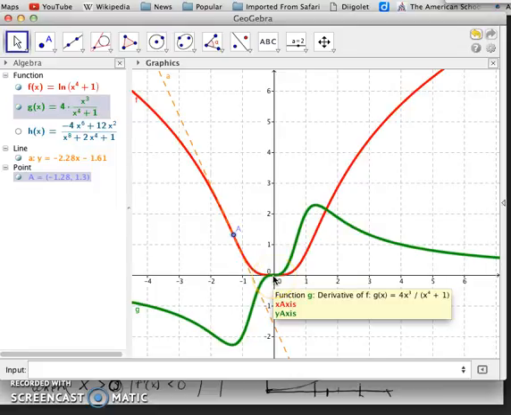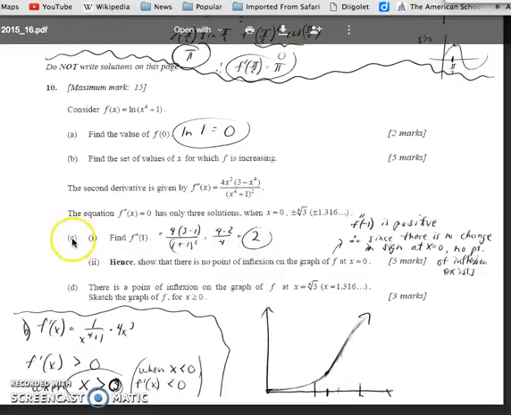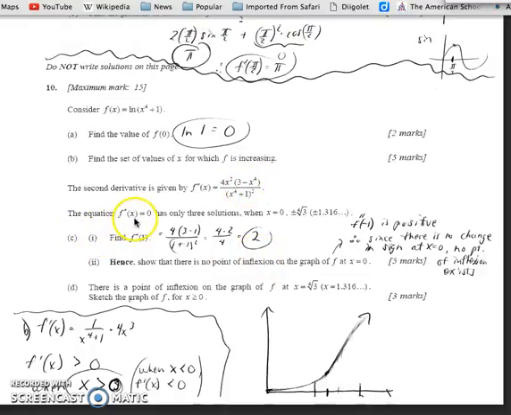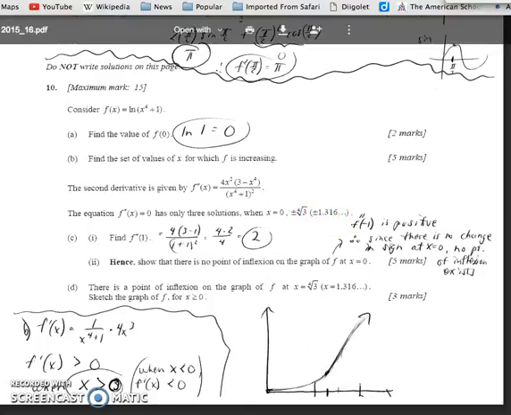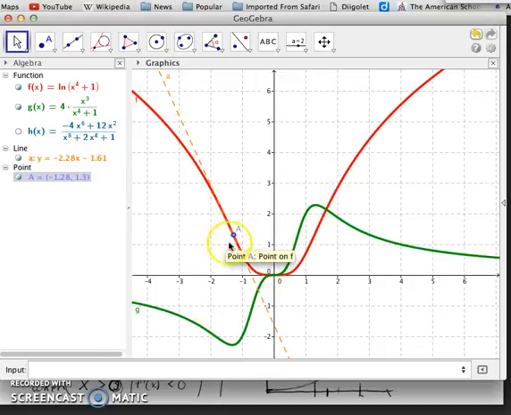I know when we've looked at the derivatives and the function on the same graph, it is a little tricky. Okay, let's look at letter C. They're giving us the second derivative, and they say the second derivative equals 0 only has 3 solutions, 0 and plus or minus 1.316.